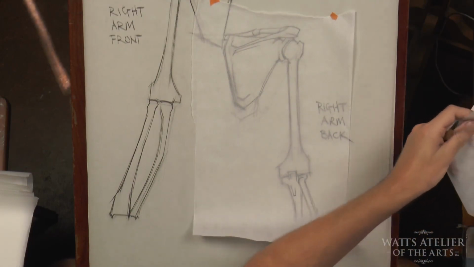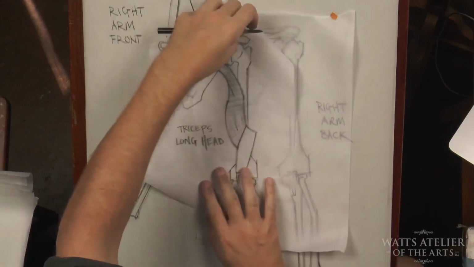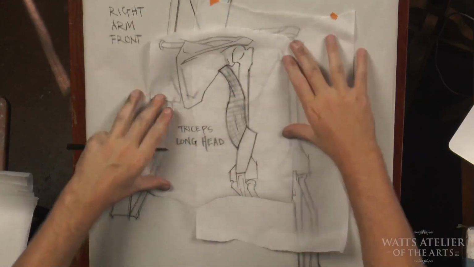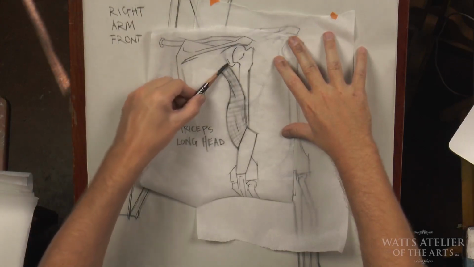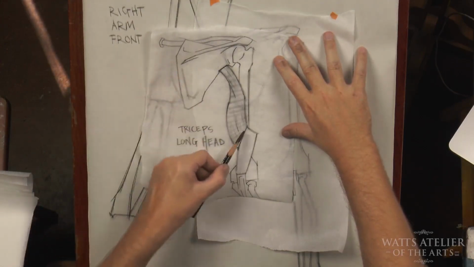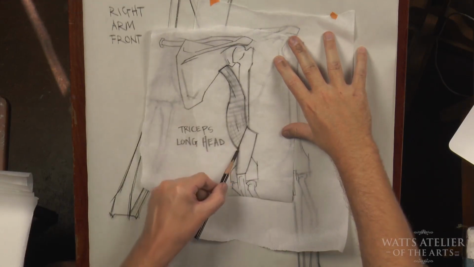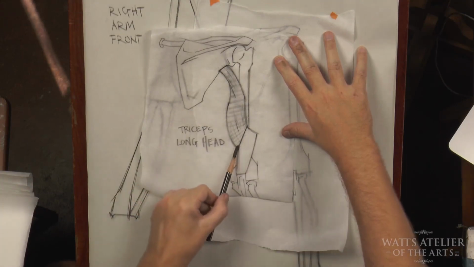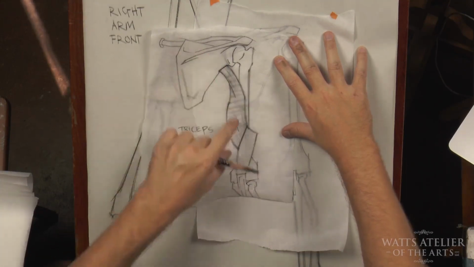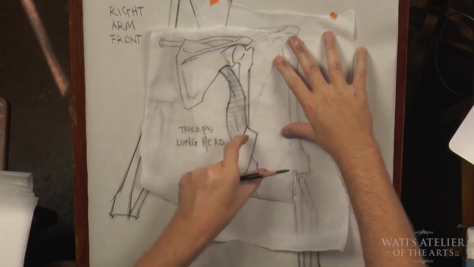So we'll do the long head next. Looks like this. Connects right up onto the scapula right here, and comes down and connects into this kind of tendinous sheet right here, which I'm guessing is like an aponeurosis or something. And then the other side of this is going to be where the lateral head connects, coming down the other way, right?